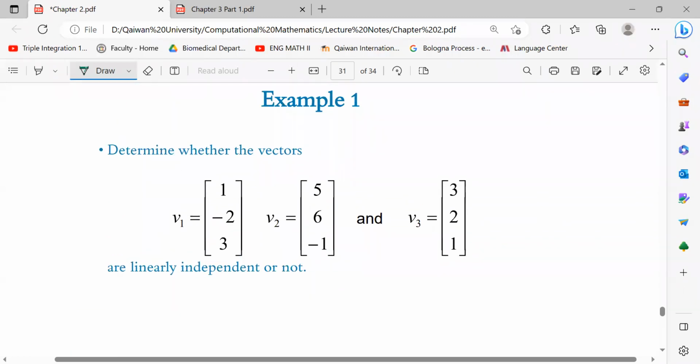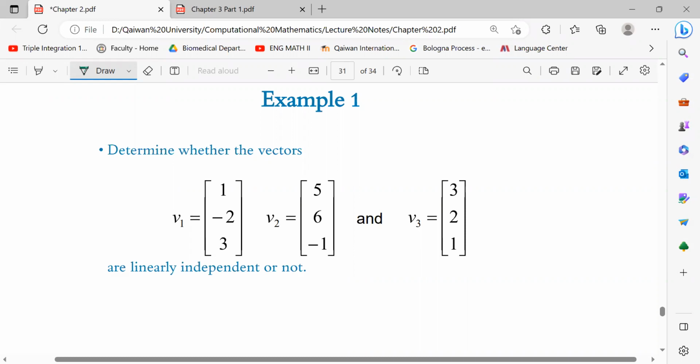Look at this example. We are given V1, V2, and V3. It says, determine whether these vectors are linearly independent or not. Or linearly dependent. It's one of these two cases: either linearly dependent or linearly independent.